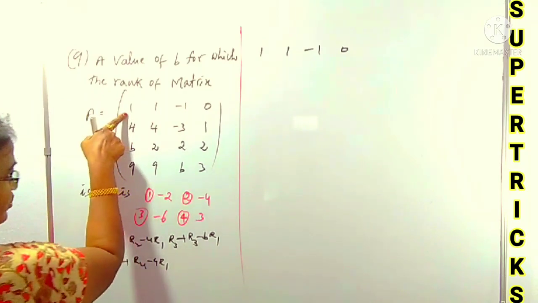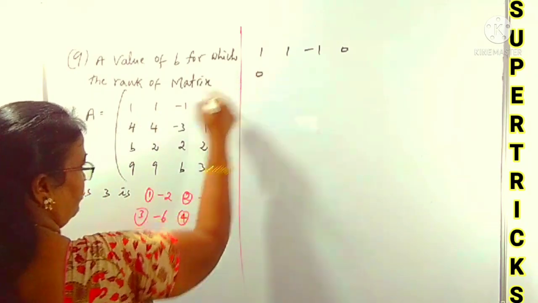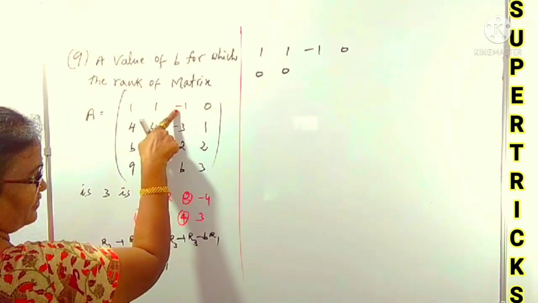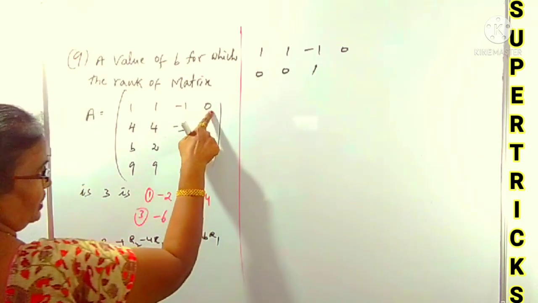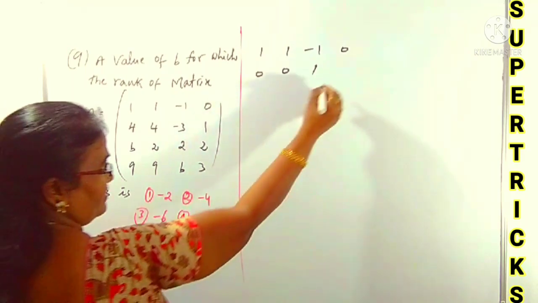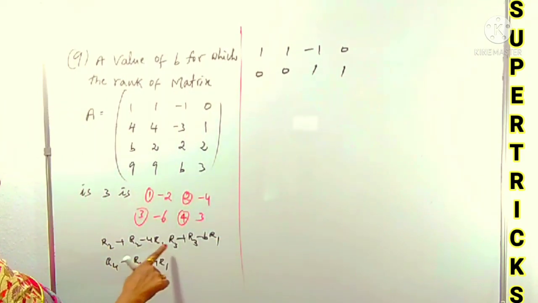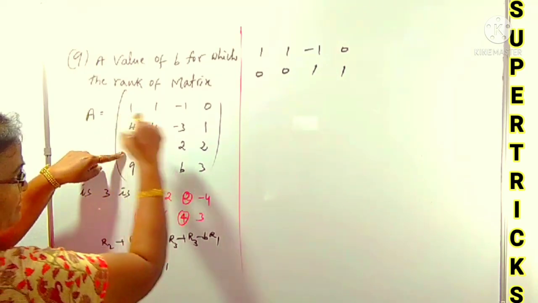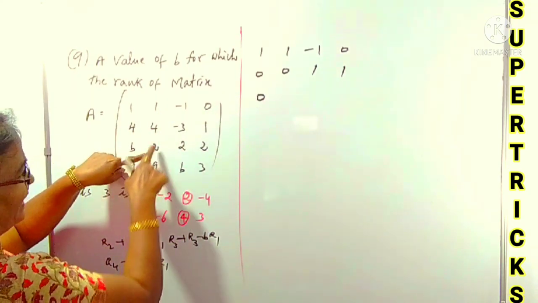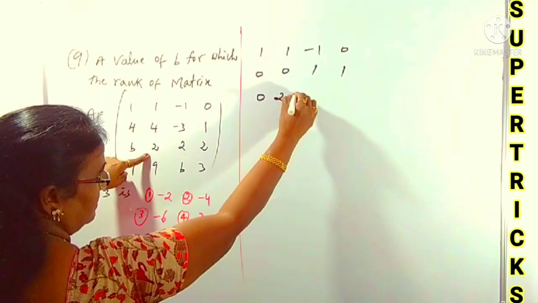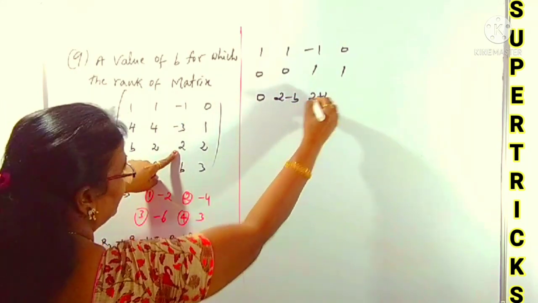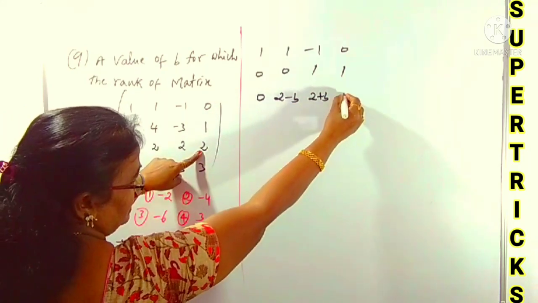For R2, this is multiplied by 4, so 4 minus 4 is 0, 4 minus 4 is 0. Here, minus 3 plus 4 is 1, and 0 into 4 is 0, so 1 minus 0 is 1. Now next, R3 minus bR1: b minus b is 0, 2 minus b here, right? Next, 2 minus, or rather, minus b plus b, and 2 minus 0 is 2 only.